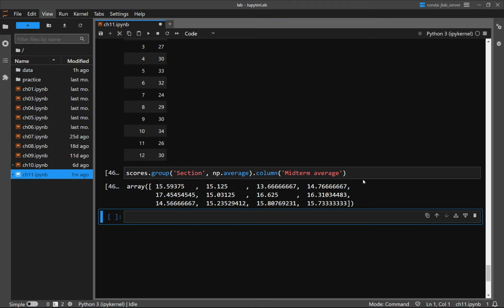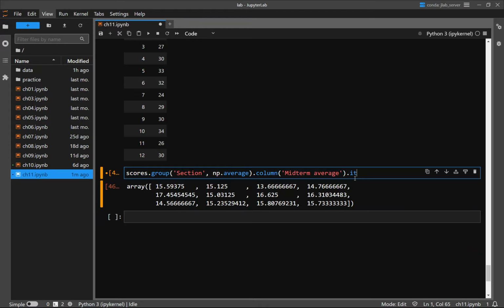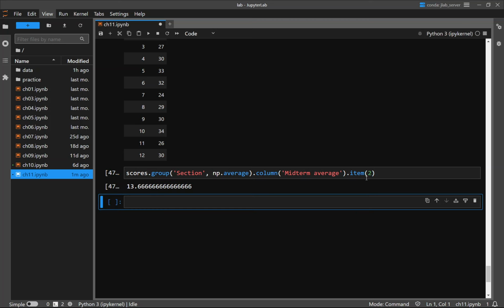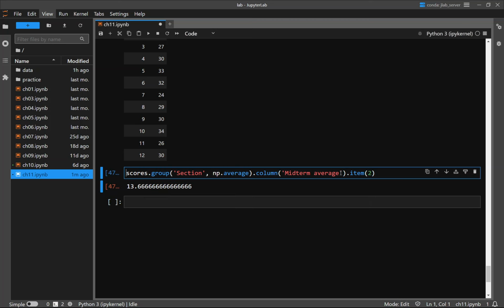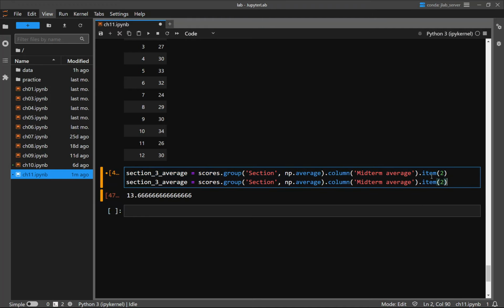So I get this column, and then I can say, give me item, not item 0, 1, 2. There's section 1, section 2, or section 3, right? Index 0, 1, 2 is the third thing. So there's that number, and I can shove that into a variable. That's section 3 average, and then same for section 3 size. It's pretty much the same idea. It's very easy to do this for other sections now if you do it programmatically like this and put them into variables. Section 3 size is the same idea, but you just get the counts.